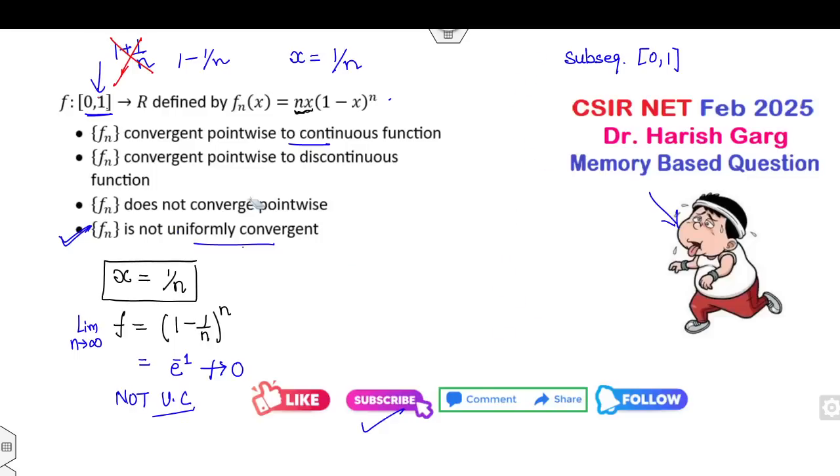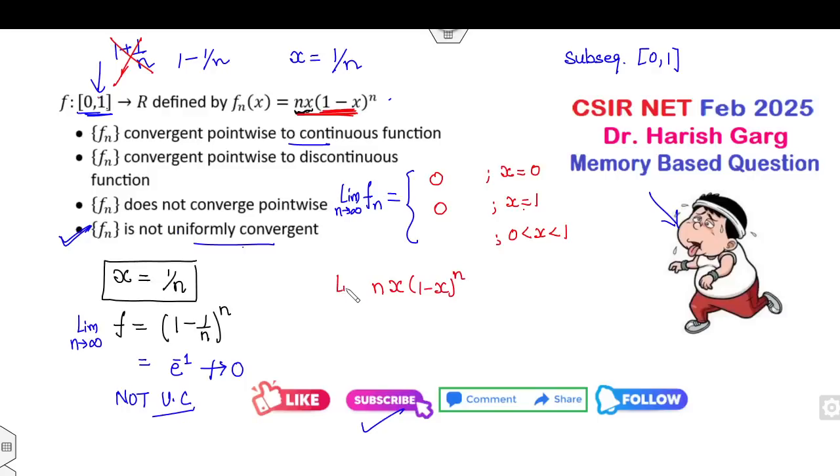Now, how can you check pointwise convergence? That's again very simple. You simply take the limit as n approaches infinity. Since the interval is closed, I can consider three cases: when x is 0, when x is 1, and when x lies between 0 and 1. When x is equal to 0, the function will be 0, the limit is 0. When x is 1, this part will be 0, so the limit is also 0. When x lies between 0 and 1, what is the limit as n approaches infinity? Clearly it is 0.